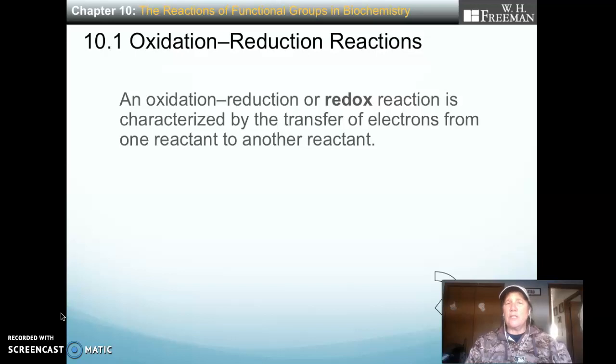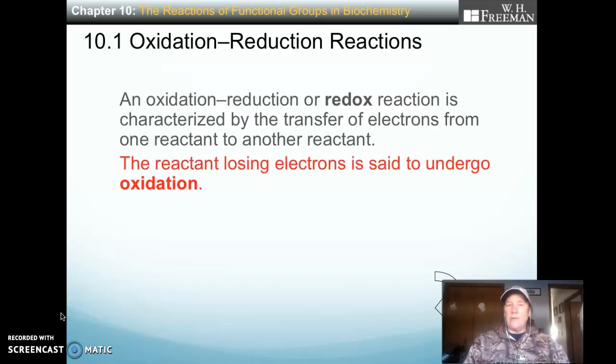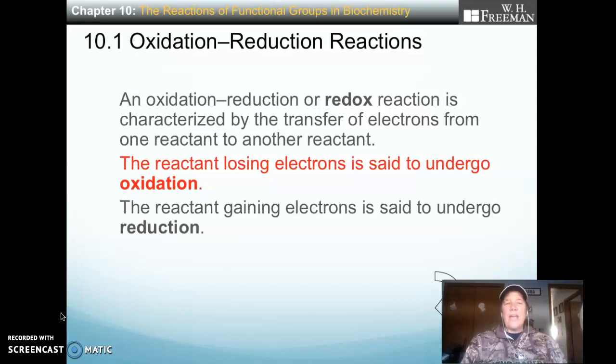So oxidation reduction is one. It's called a redox. This can happen in living things and non-living things. But basically what happens is you transfer electrons from one reactant to another. So they're going to change their oxidation, their charges, if you remember that from writing compounds. The reactant that loses electrons is said to undergo oxidation. And one thing to remember, oxygen is not the one that goes through oxidation, okay? Usually oxygen goes through reduction.